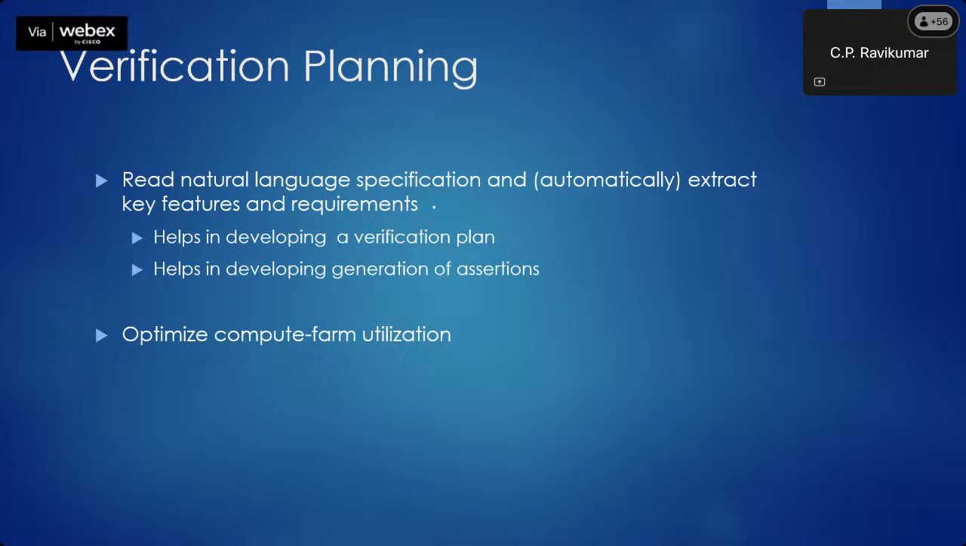They're also looking at whether assistance can be given in verification planning. Like I mentioned, this is usually done by very senior managers, people who have many years of experience in verification. They are the ones who do verification planning. But since AI can read natural language, it can read the specification written in natural language and maybe highlight certain key features and requirements and assist the managers in coming up with a verification plan.